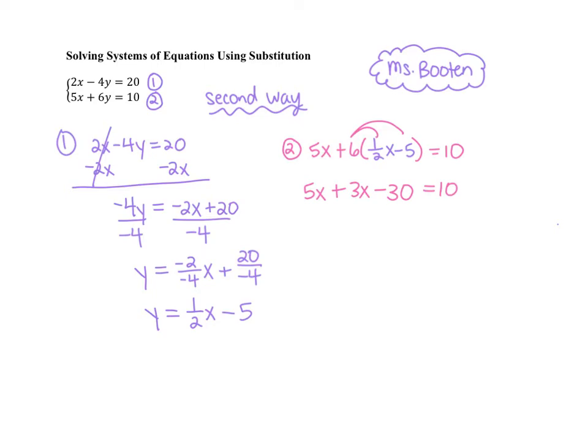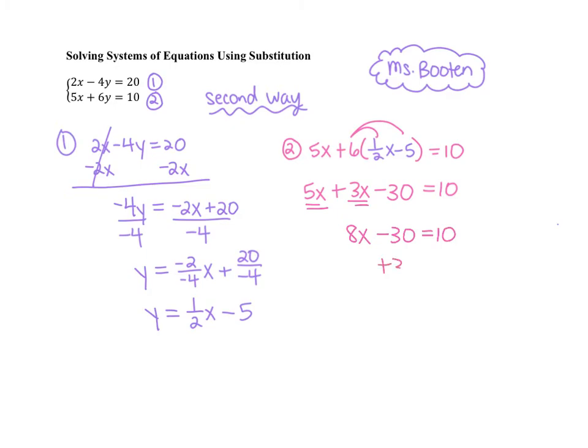We do have like terms on the left side, 5x and 3x. Since they're on the same side, we're just combining them. So a 5x and a 3x combined, they're both positive. So that becomes 8x minus 30 is equal to 10.